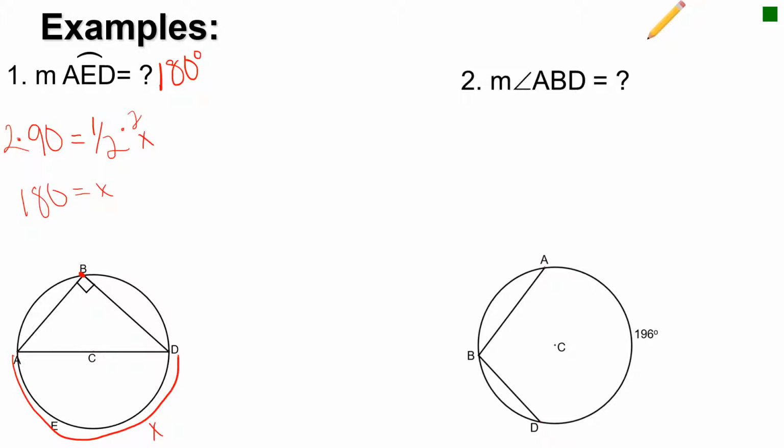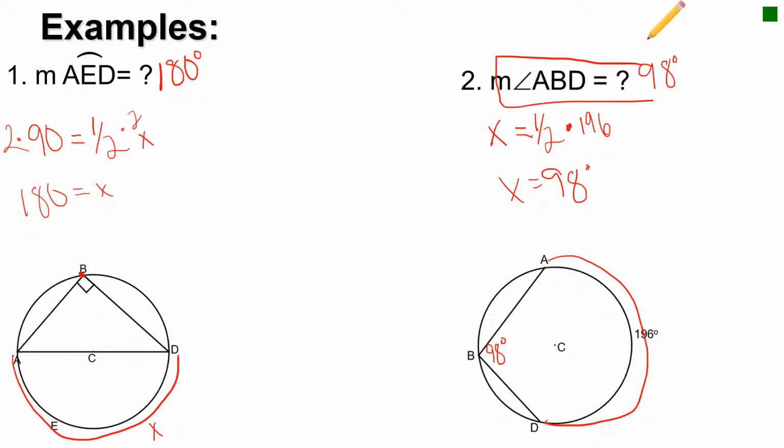Okay, now moving on to number 2. They now gave me the arc's measure in degrees, but we need to find the inscribed angle's measure. So now we have x for the angle is equal to 1/2 times the arc's degree, which is from A to D, is 196 degrees. So x is going to be equal to 98 degrees. So the measure of angle ABD, or the inscribed angle, is 98 degrees here. And that is my answer for number 2. So just remember that the angle is equal to 1/2 the measure of the arc. So that's the theorem that we want to remember.